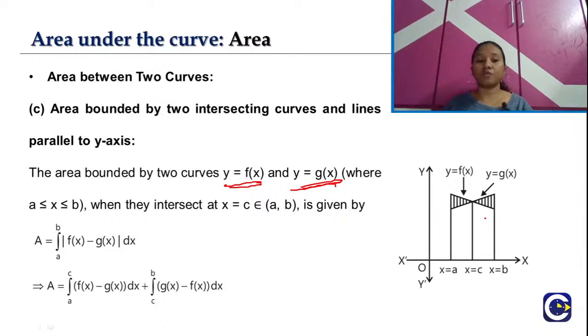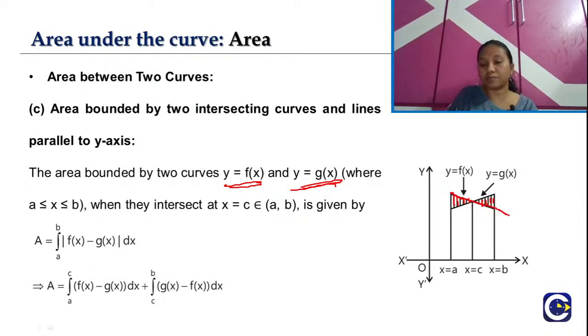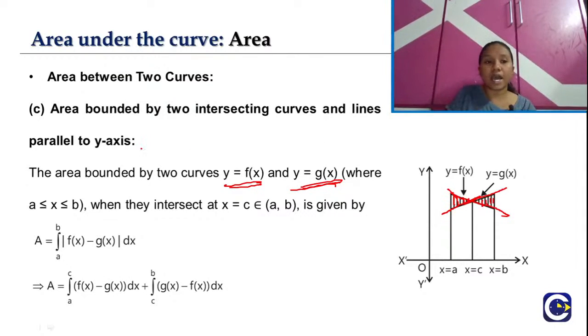Right. So now we have to find the area bounded by these two intersecting curves and the lines parallel to the y-axis. So these two intersecting curves will be the required portion of area. Why? Because this will be my function f of x, which will be something like this, and this will be my function g of x, which is something like this.